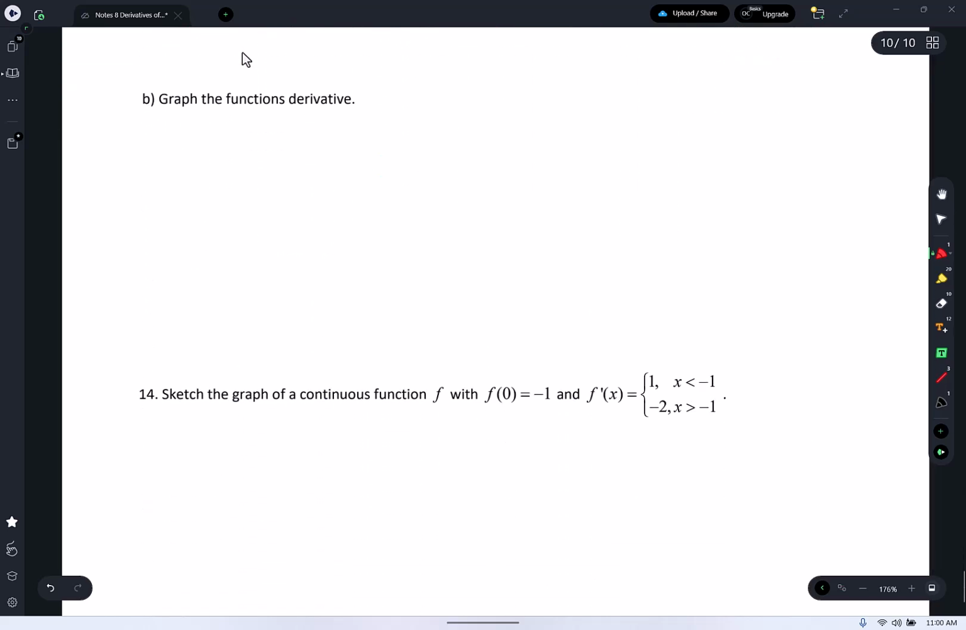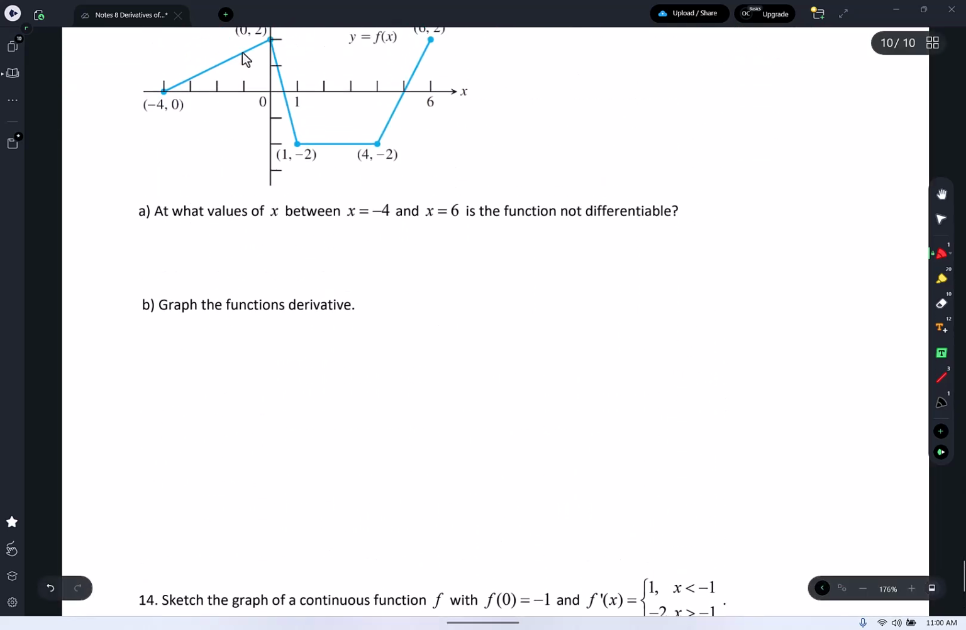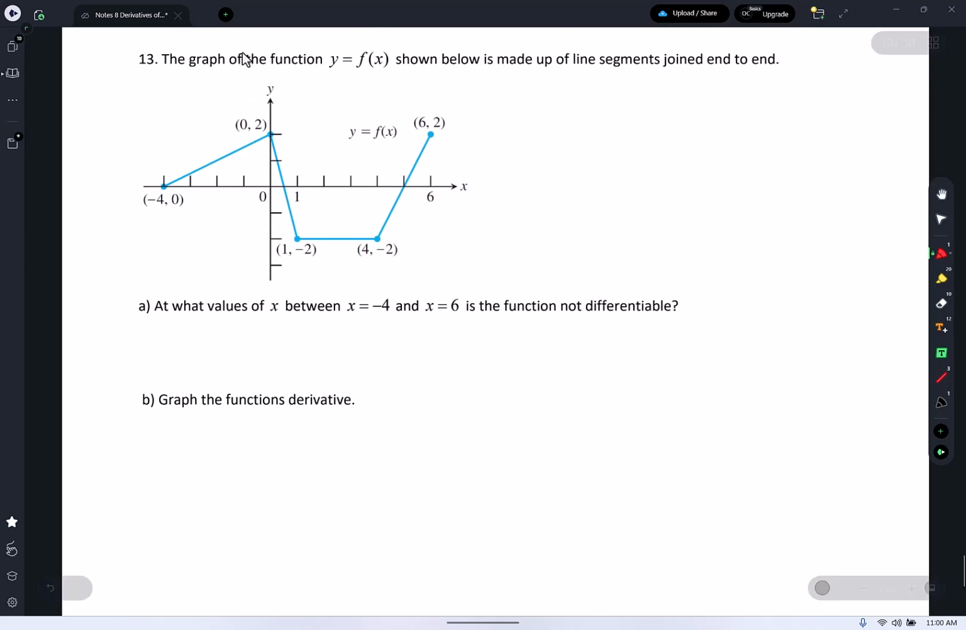All right, this is it. We're done after this. Let's see what they tell me. The graph of the function y equals f of x shown below is made up of line segments joined end to end. Okay, so this is f. At what values of x between negative 4 and 6 is the function not differentiable?